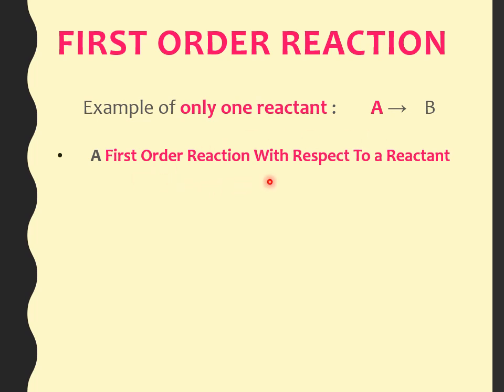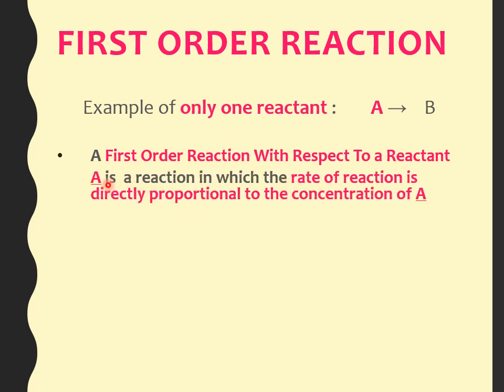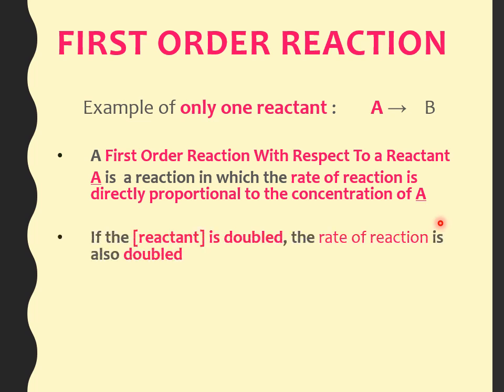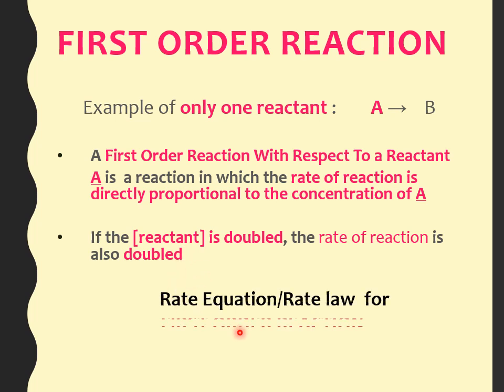For first order reaction, again for only one reactant, a first order reaction with respect to a reactant A is a reaction in which the rate of reaction is directly proportional to the concentration of A. If the reactant is doubled, the rate of reaction is also doubled. So the rate law for the first order reaction would be rate equals K concentration of A to the power of 1.